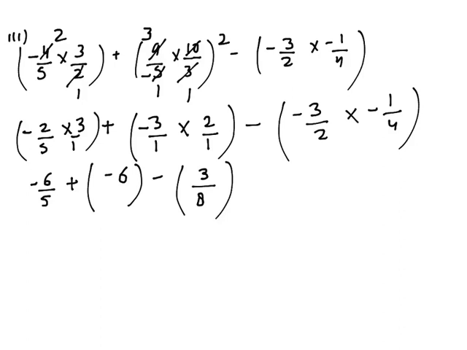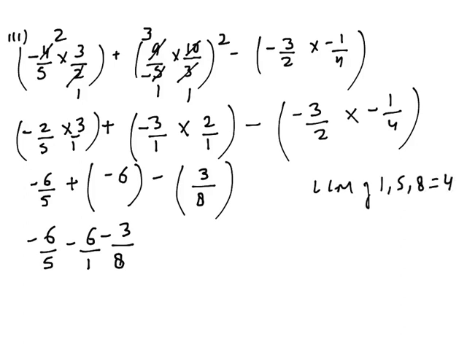Now we will open the braces. So we will get minus 6 by 5 plus, and minus times minus gives minus, so minus 6 minus 3 by 8. Now we have to solve it. For this, what do we have to do? We have to take the LCM of 1, 5 and 8. LCM of 1, 5 and 8 will be 40. Now in each case we have to make the denominator 40. Let's start with minus 6 by 5.